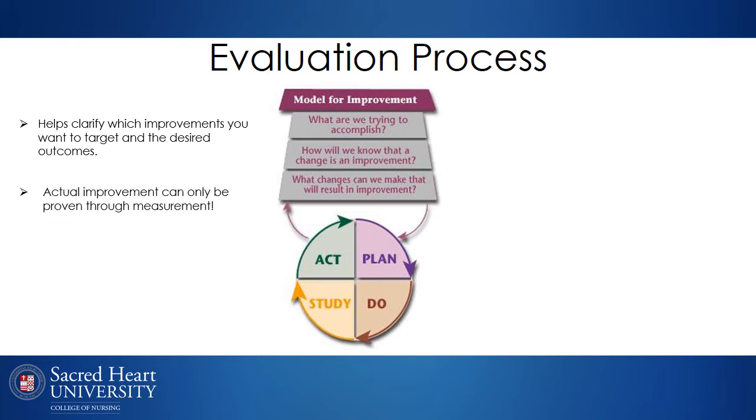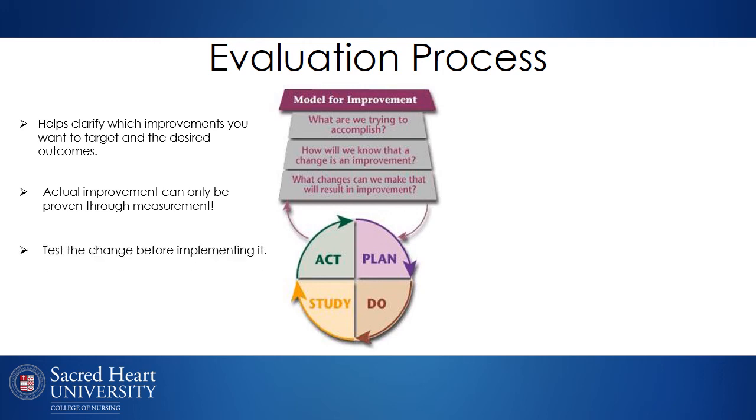Actual improvement can only be proven through measurement. An organization should think about how it wants things to be different after implementing a change and agree on what data to be collected for measuring. For example, you could measure HCAHPS scores, send out your own patient surveys, and/or measure patient clinical data when appropriate. A measurable outcome that demonstrates movement towards the desired result is considered an improvement.